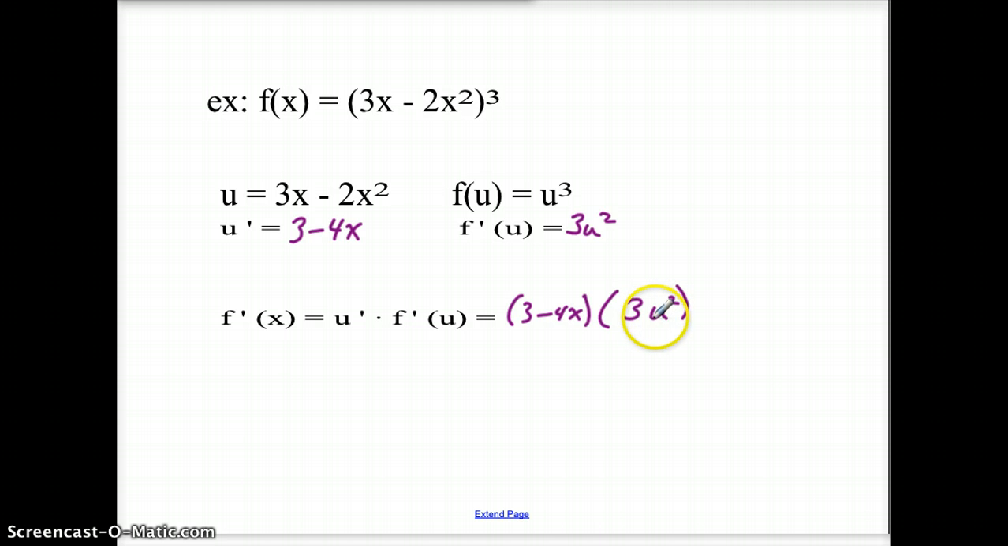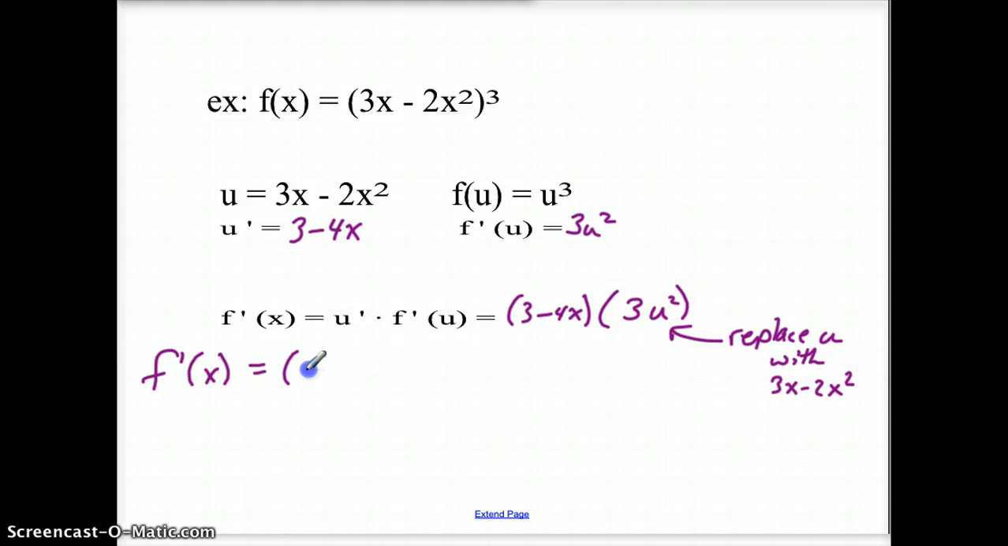But this u wasn't in the original, so always remember to replace u with what it's equal to, 3x minus 2x squared. So our derivative of the whole function is 3 minus 4x times the quantity, and the something that's squared is u, which was our original inside function. So you see how this is the derivative of the inside, and this u was the same, and we just took the power out in front and subtracted 1 from the exponent.